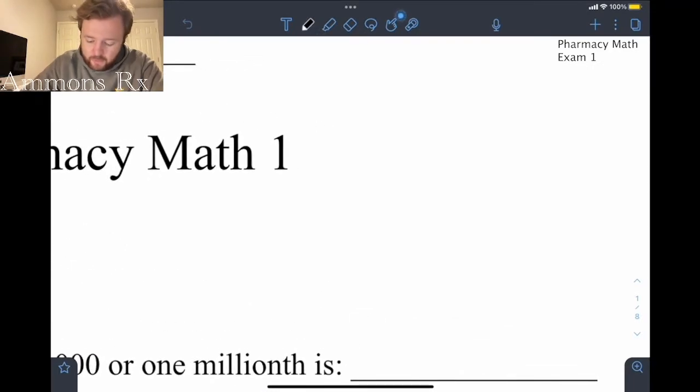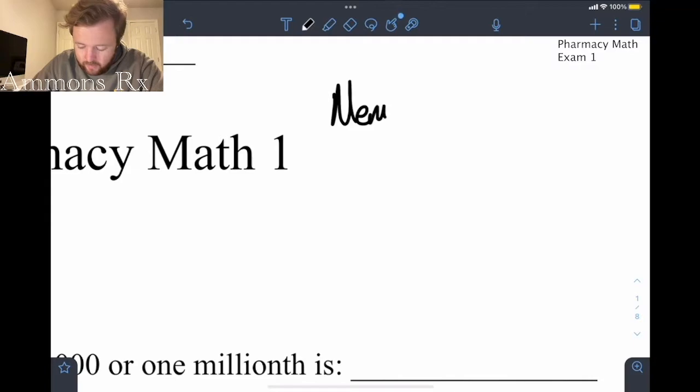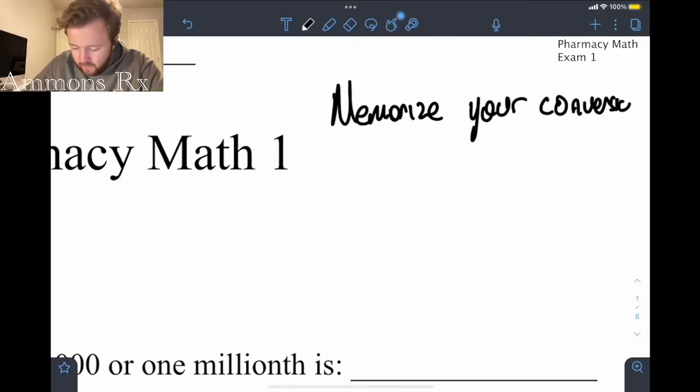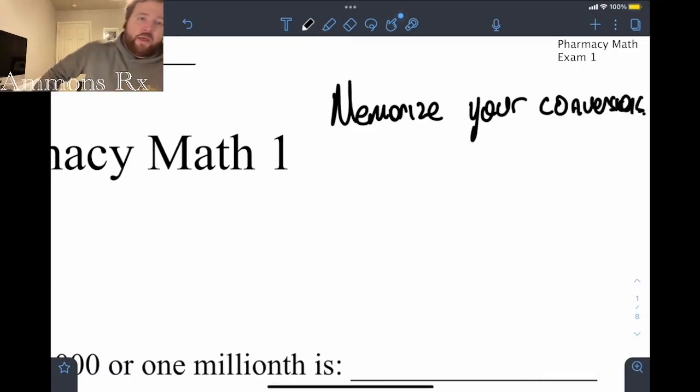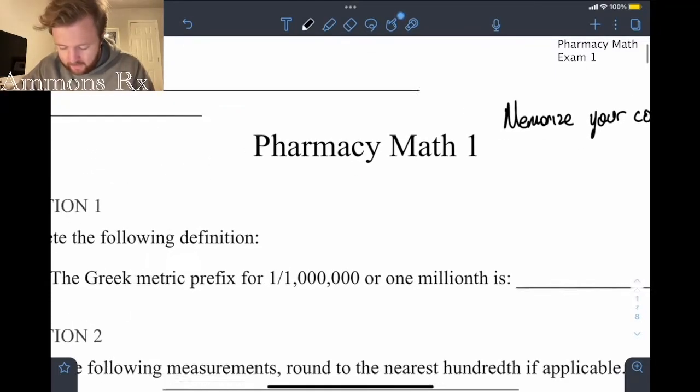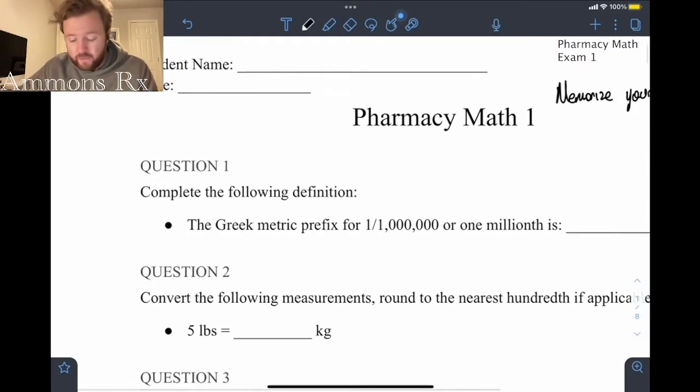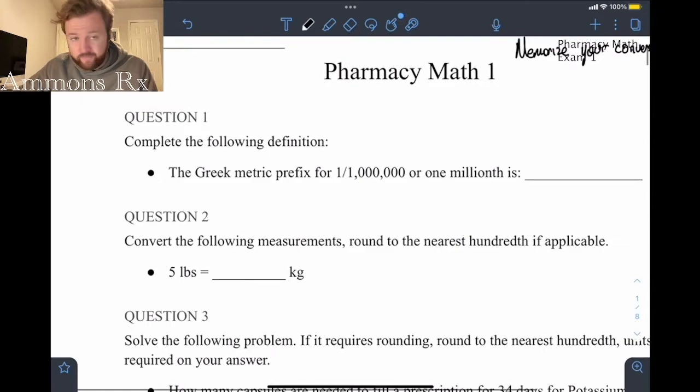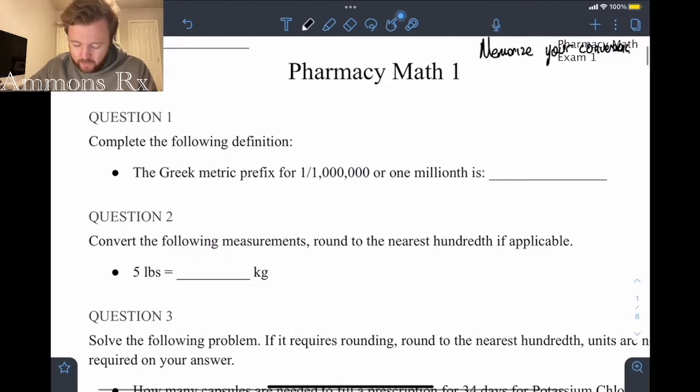So I'm going to start this by saying, memorize your conversions. That's very important for this because if you don't memorize them, you don't know them. Unfortunate, but that's the truth.